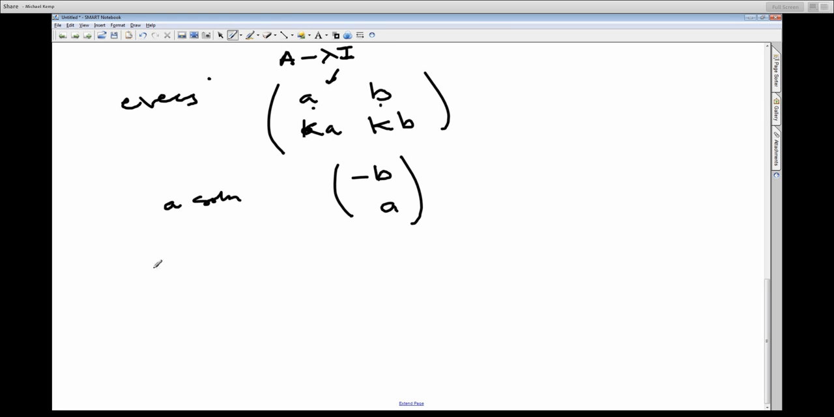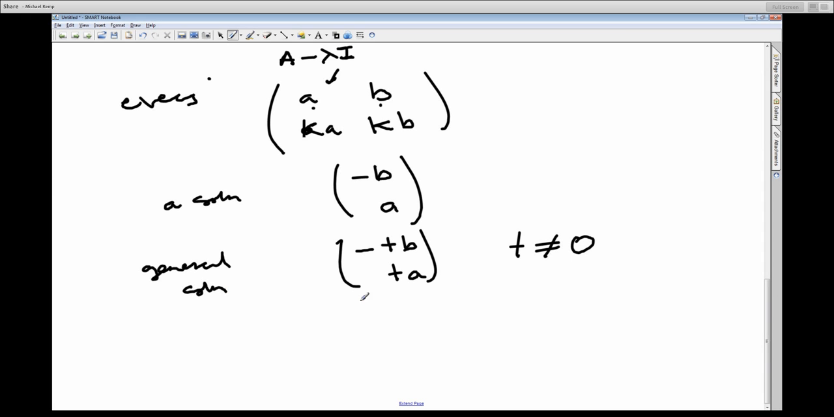So the general solution would be a constant times all that, where t is some non-zero real number. That's the general solution to the corresponding linear system. So this is the set of all eigenvectors, and this is one particular eigenvector. In practice, I might write down minus b and a as my first guess, but I'd simplify it to make it look nice.